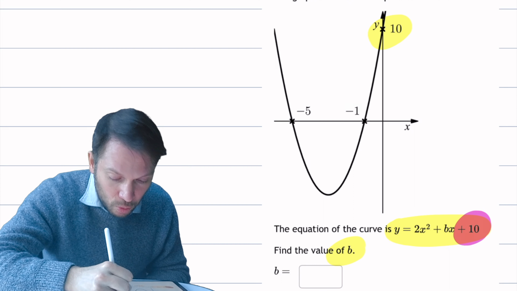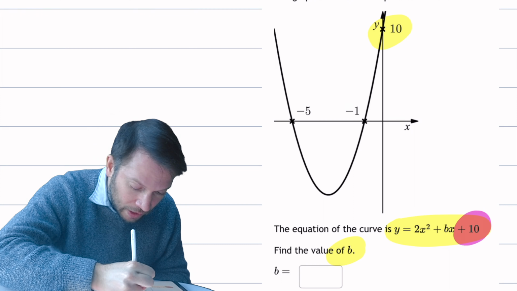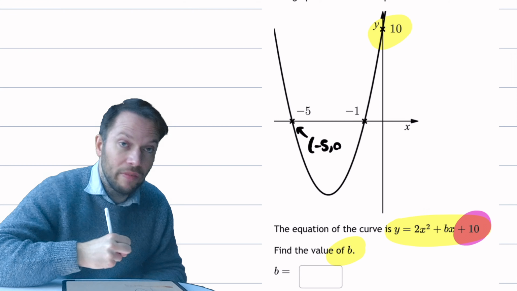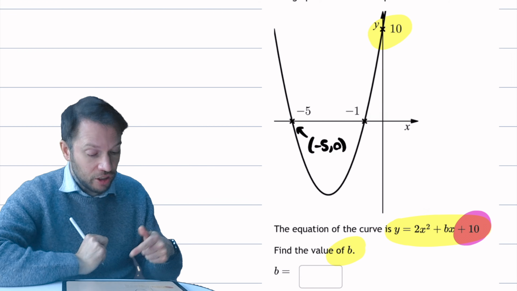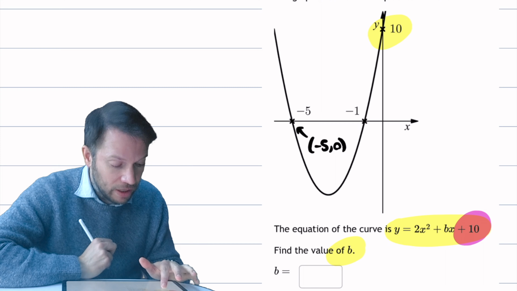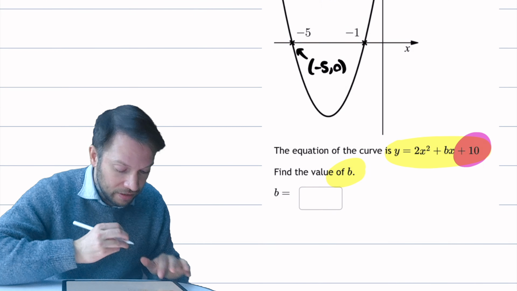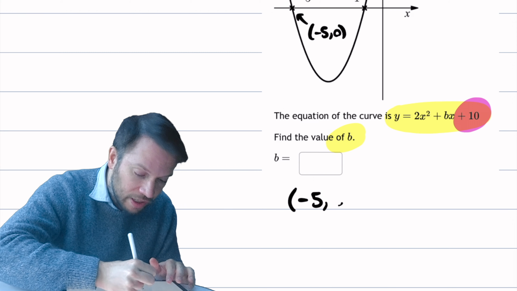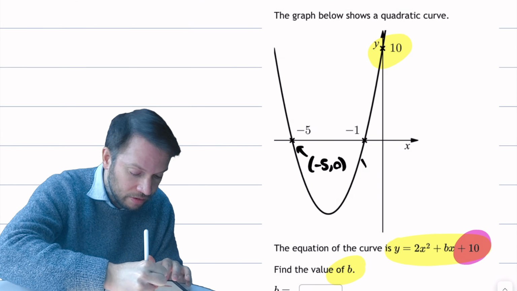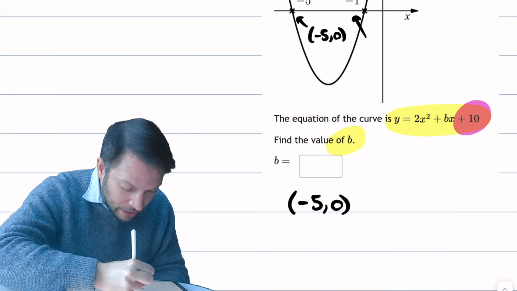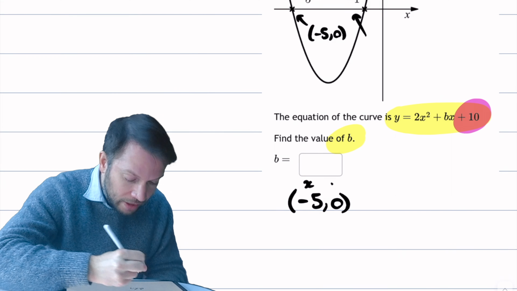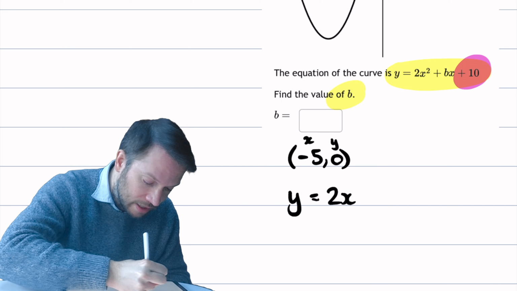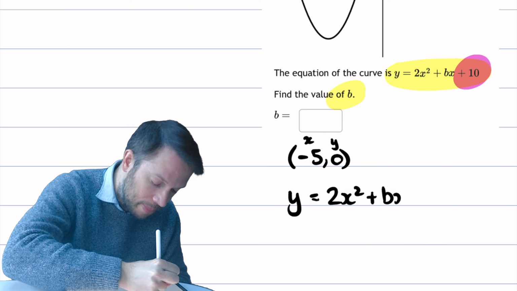If you wrote this as a coordinate, the -5 here, for example, is the coordinate (-5, 0), because the y value is 0. So if we substitute the (-5, 0) into this equation, hopefully that will tell us what the b is. So we're going to substitute in (-5, 0), but it would also work if you substituted in the -1 as well. So that's your x value, that's your y value. And let's substitute it into y = 2x² + bx + 10.